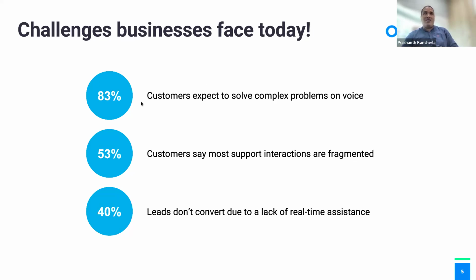That's about 83%. And usually that's true, right? When you have a really big issue or an urgent issue, you will always prefer voice over a digital channel. But the next thing is, like the examples I quoted, most of the time you cannot complete the conversation on voice. You also have to have a digital element, like an email or something like that. That's where conversations become fragmented. About 53% of customers have said that support interactions are fragmented.